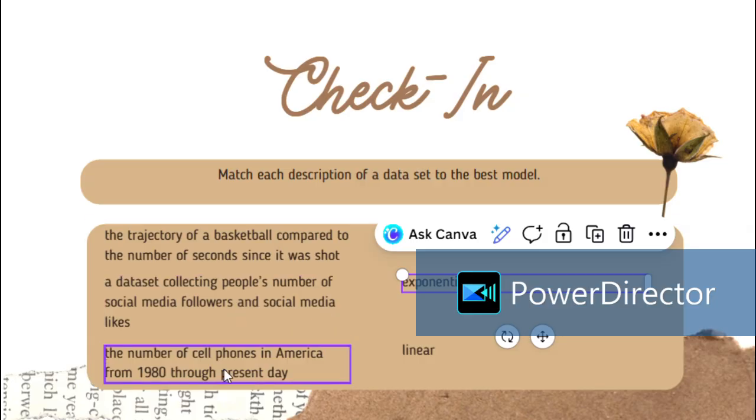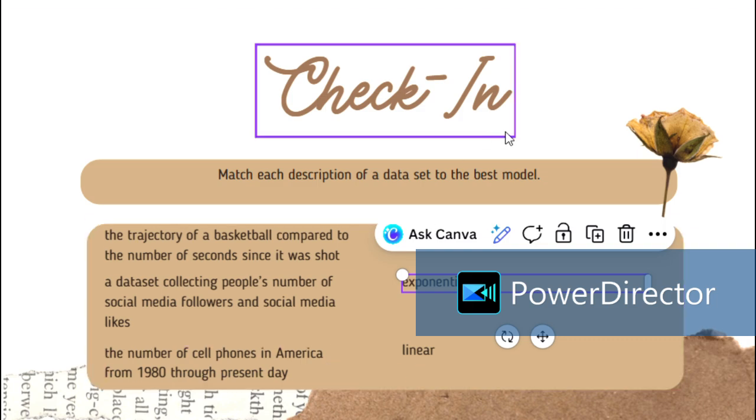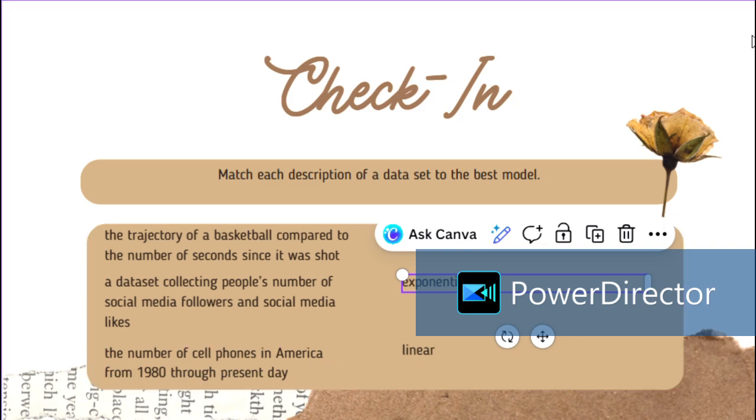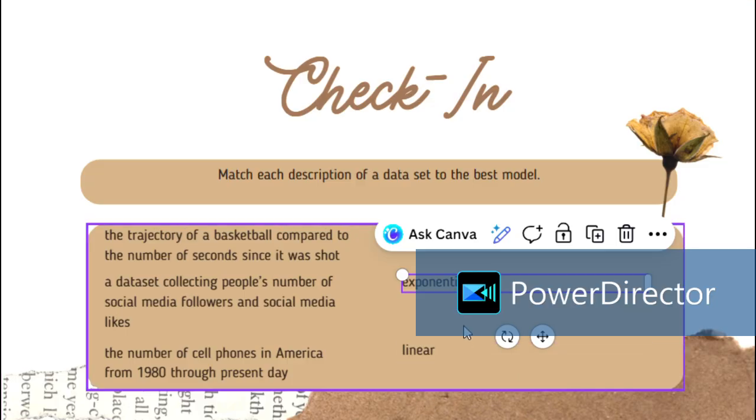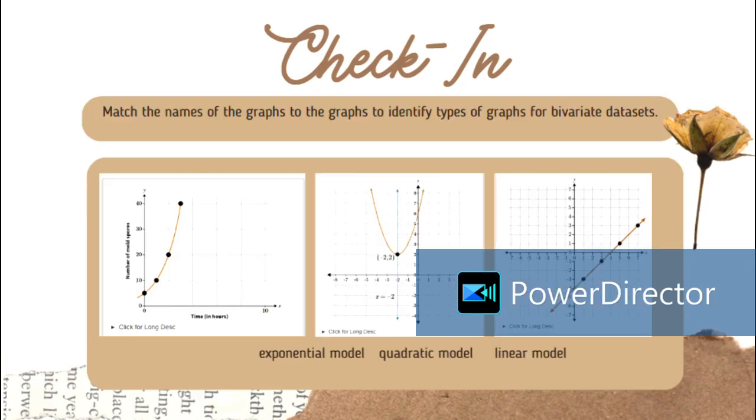Okay, and the number of cell phones in America from 1980 through present day will probably be linear because it's just going to continue to increase all of the time. Okay. It might be exponential as well, so these could be interchangeable. I'm not entirely sure. Again, it's not super clear. It's this book. I've given up.